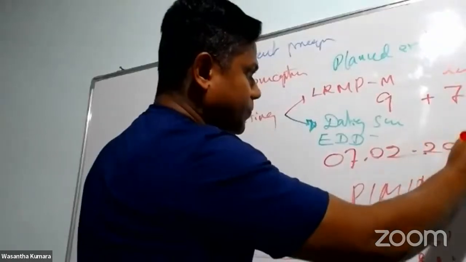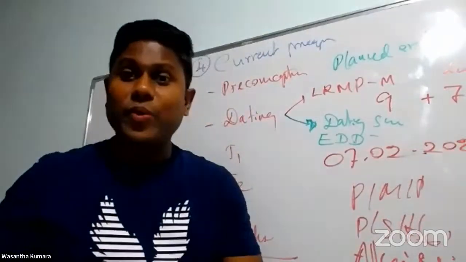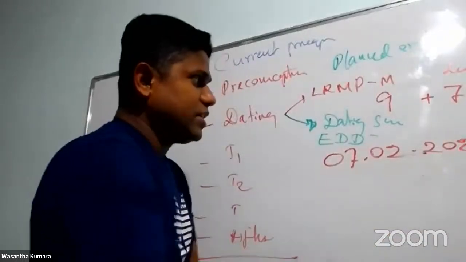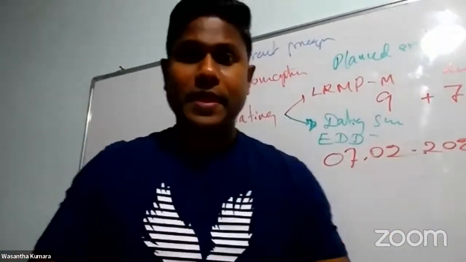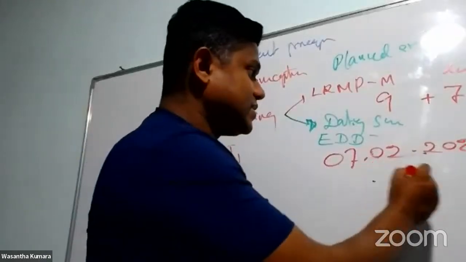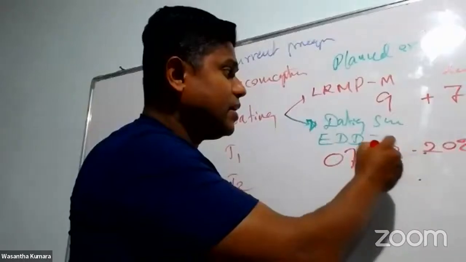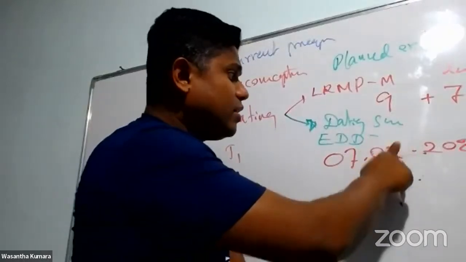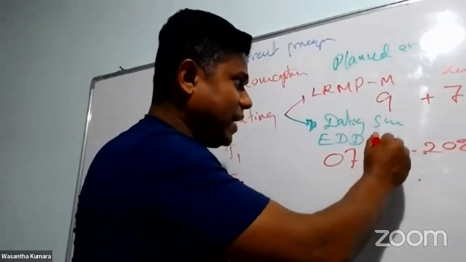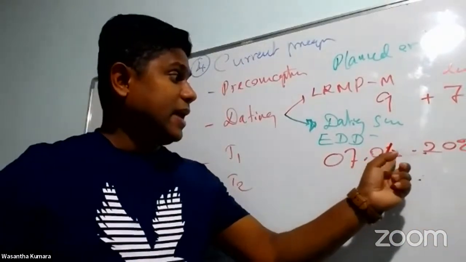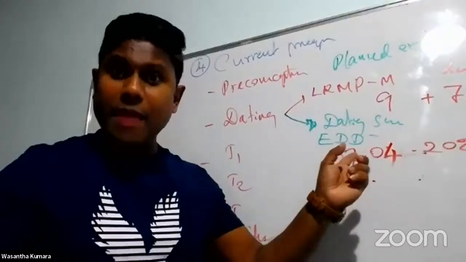Now her last menstrual period was 7 Feb 2021. So if you want, you can calculate the EDD. Exercise. Calculate EDD. Add 9 months plus 7 days. When you add 9 months here, to make it complicated, we'll make it April 7th. Okay, April 7th.